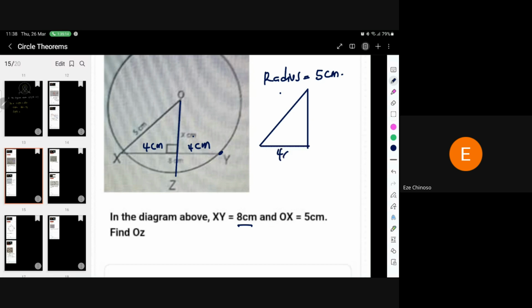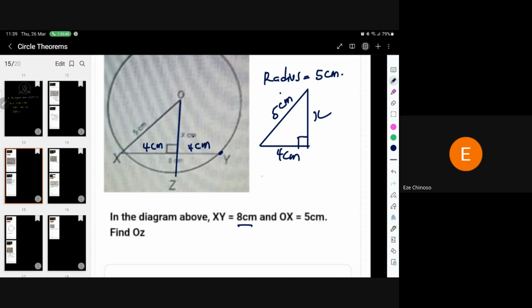where here is 4 centimeter, here is 5 centimeter, then here is X. So now we can use our Pythagoras theorem. Do we get the point? So that place is our X. Now somebody should use our Pythagoras theorem.